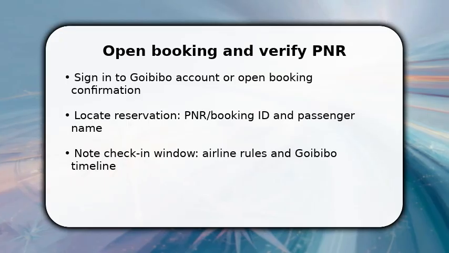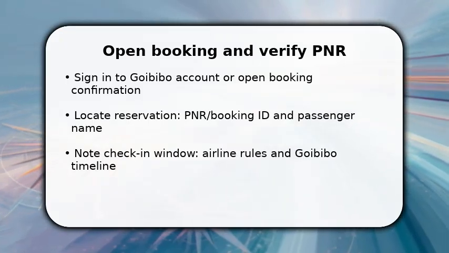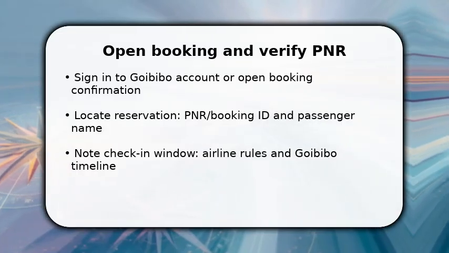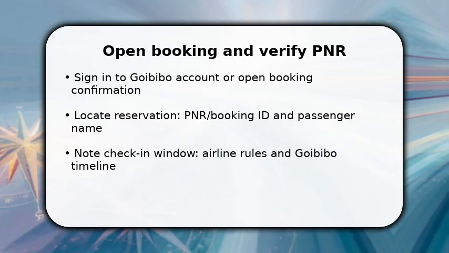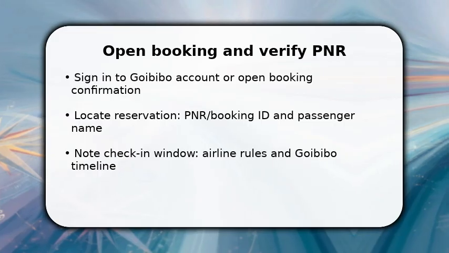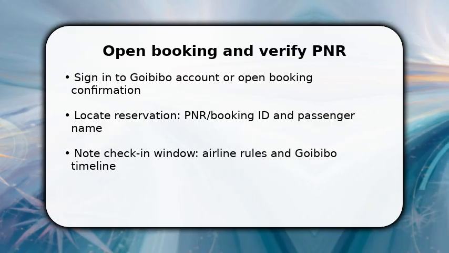You start by opening Goibibo and locating the specific booking. This is essential because the app links check-in options to the PNR. Once done, confirm the passenger name matches the ticket and note airline check-in windows, since Goibibo may only allow modifications within those limits. Make sure you're signed in and have booking ID ready.